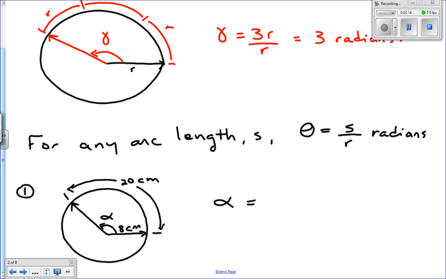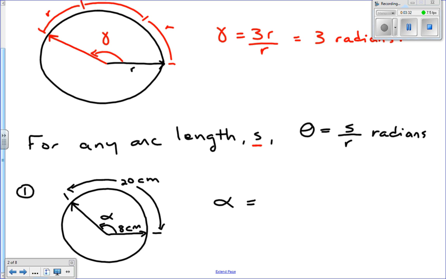So for any arc length S, so S is the length of an arc, the angle theta is equal to S divided by R. So S is the length of the arc. R is the length of the radius.